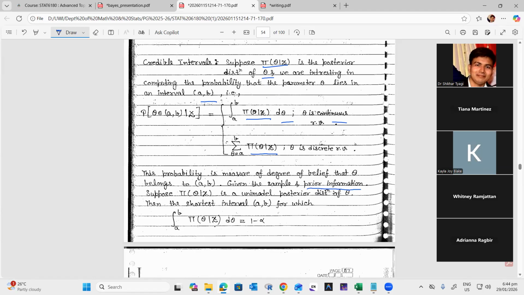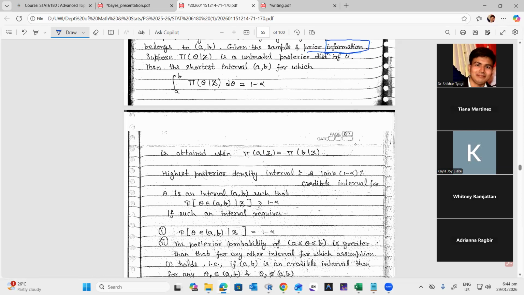All right. First of all, just remember that we are using the words prior information, not prior distribution, because it is not necessary that the prior should always follow some distribution, as we have seen in the Jeffreys prior and the non-informative prior. All right.